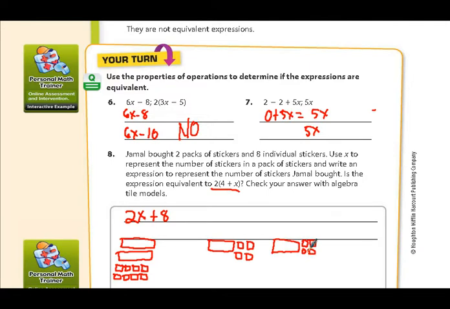Okay, so over here I've got what Jamal bought. Over here I've got the equivalent. So here I've got 2 big ones and 8 small ones. So I have 2x plus 8. Over here I have 2 big ones and 1, 2, 3, 4, 5, 6, 7, 8. So I have 2x plus 8. Are they equivalent? Yes.